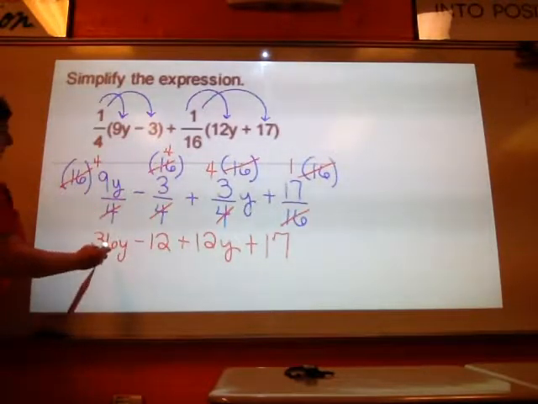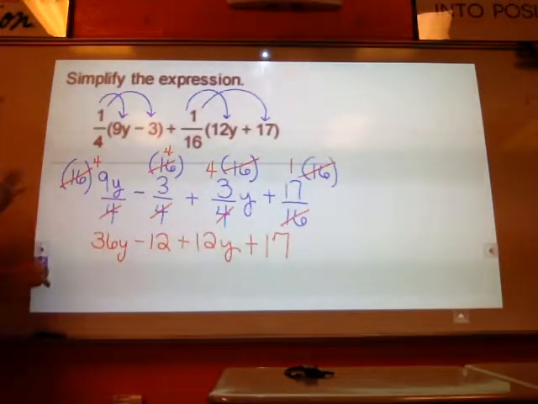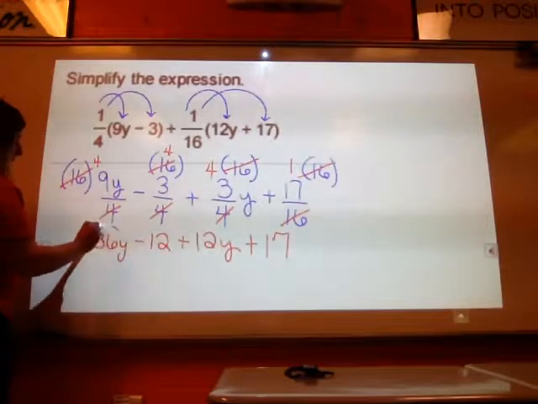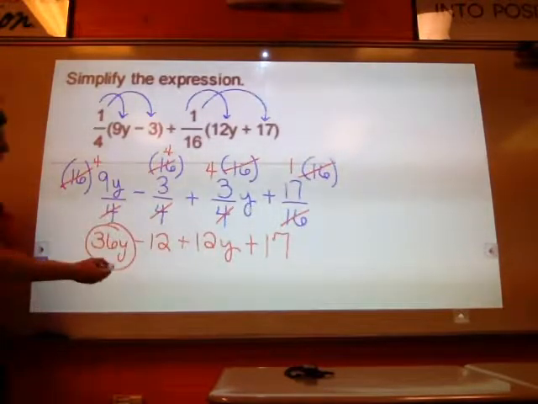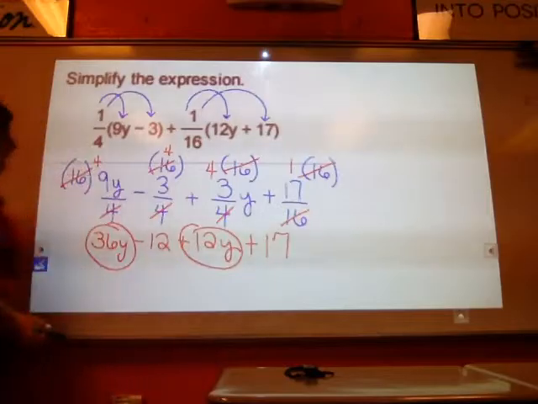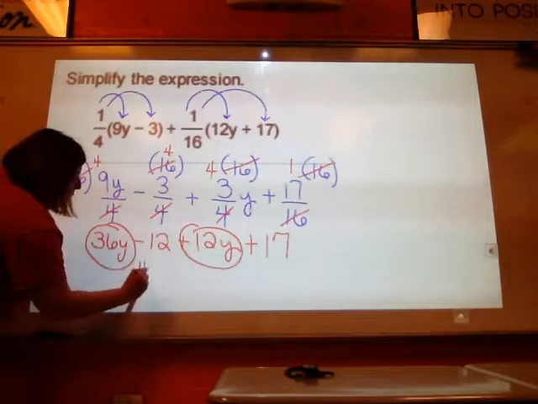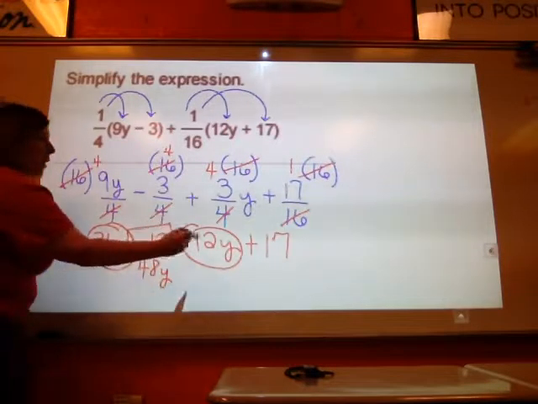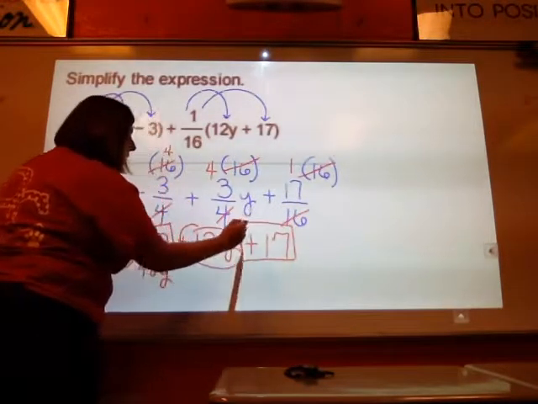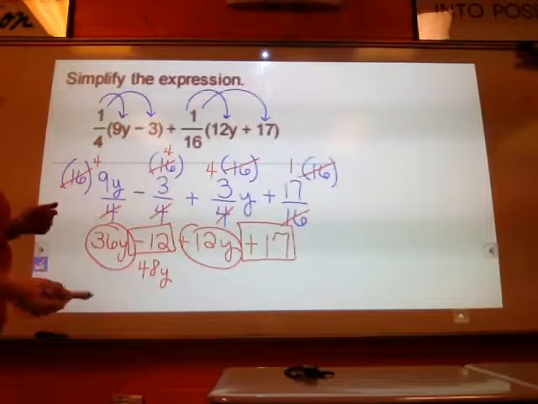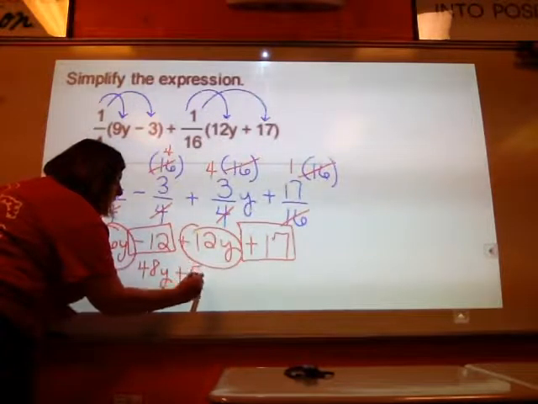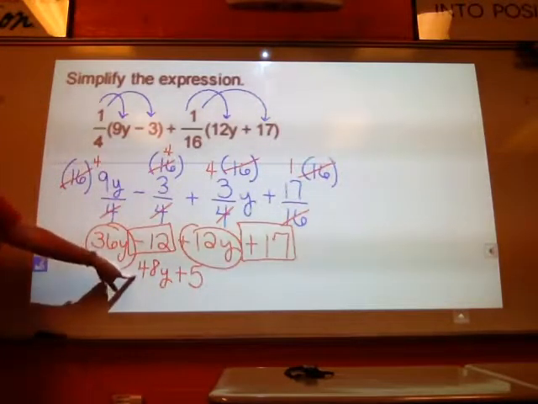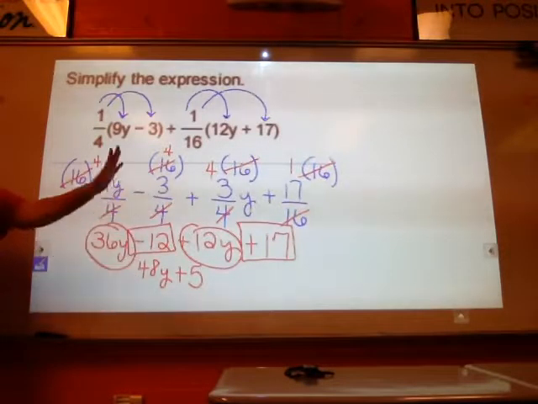All right, so now I've gotten rid of my fractions, so hallelujah. And I'm going to combine like terms. So I've got a 36y and a plus 12y. That's going to get me 48y. Then I have a negative 12 and a positive 17. Negative 12 plus 17 is going to get me a positive 5. So my final answer would be 48y plus 5.